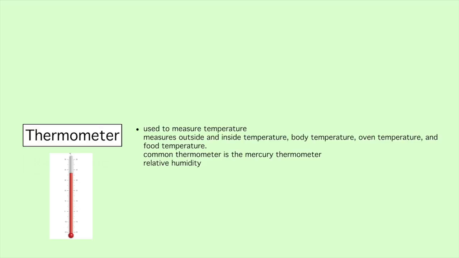Thermometers are used to measure outside and inside temperature as well as body temperature, but let's get into the outside and inside temperature. A common thermometer is the mercury thermometer used outside residential areas. In modern weather stations, an electronic temperature sensor is used to measure the outside air temperature. And that's how you get your air temperature information from your phone.